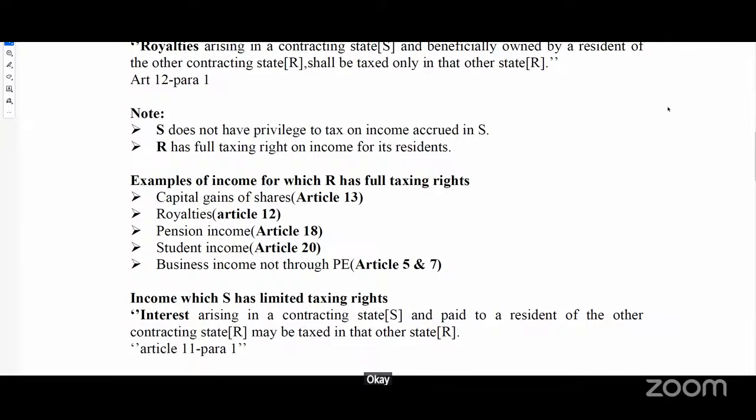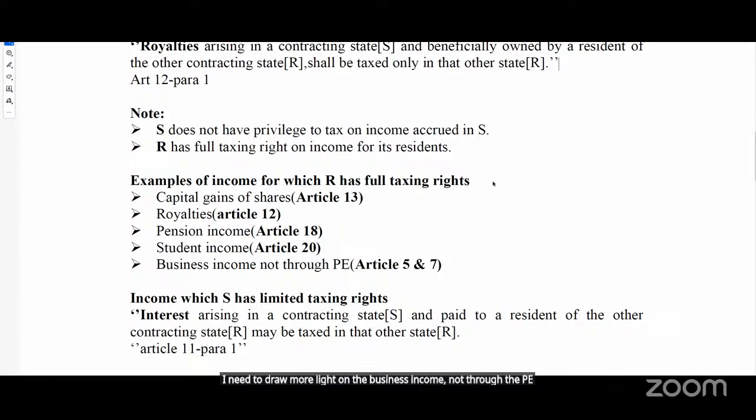Okay. Please, are we okay? Can we go to income which the source state has limited taxing rights? Yes, Prof. Yes, please. Can you throw more light on the business income not through the PE?